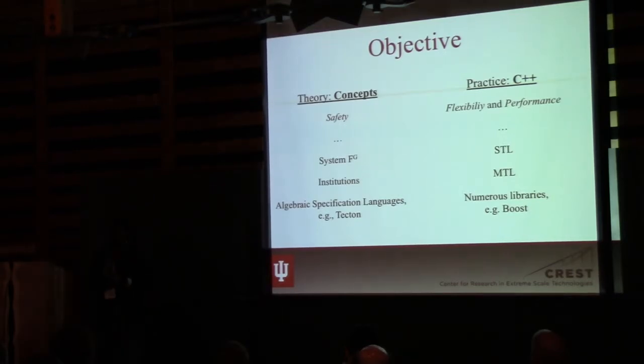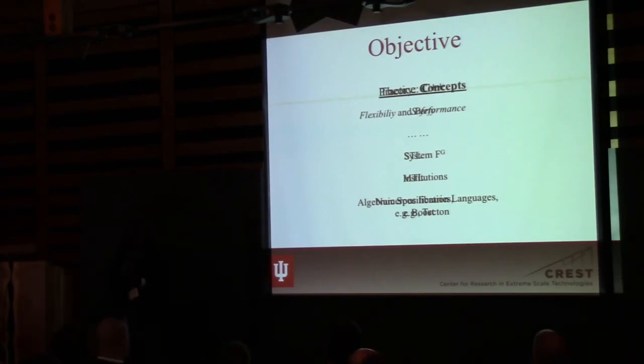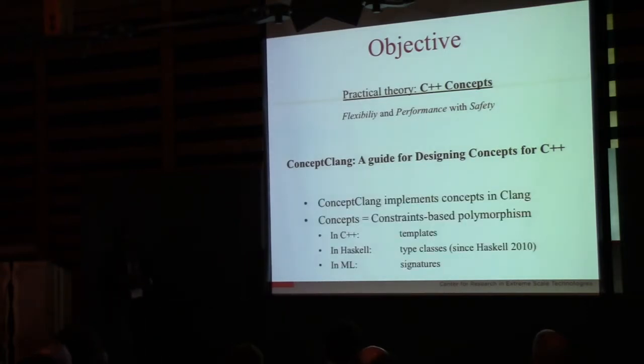When it came to concepts, on the one hand we have this nice theoretical notion of concepts, which can be traced back to algebraic specification languages like Tecton. Some people have done work on formalizing that with institutions. Jeremy Siek has extended System F with concepts, and there is several other work in between. On the other hand, we have a vast array of practical applications that use C++. Our goal was, can we bring the best of both worlds together and get something like concepts in C++? Concept Clang is supposed to guide the design of concepts for C++. That's our goal ultimately, and we're trying to do this from an implementation perspective by extending Clang with concepts. There are more reasons to that that we're going to go over.